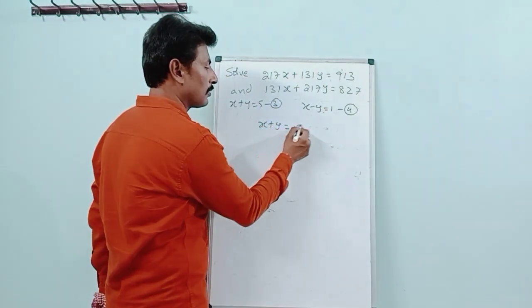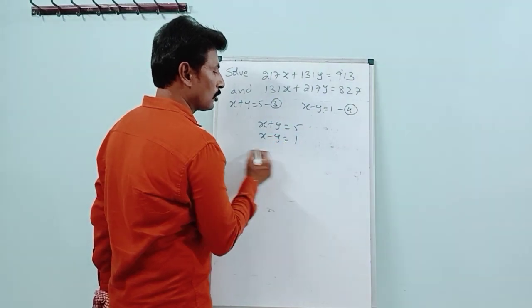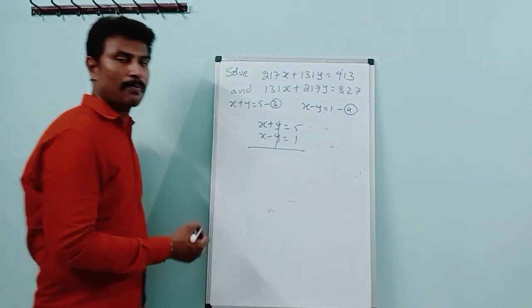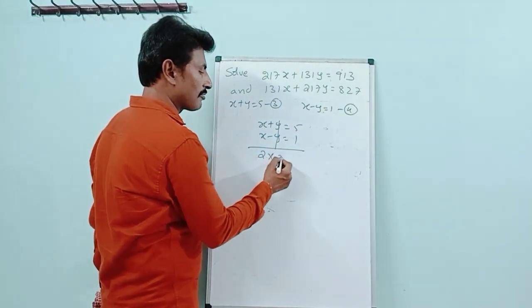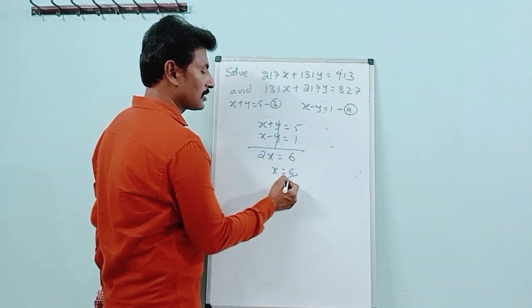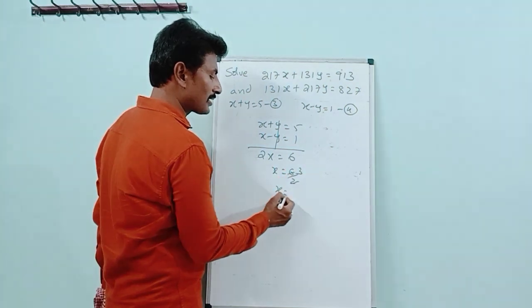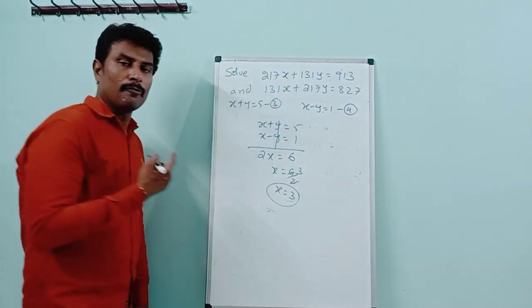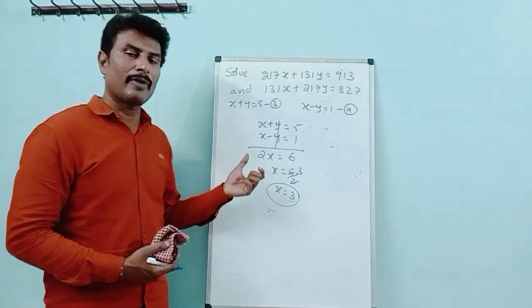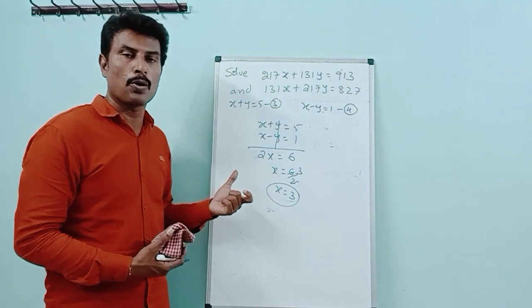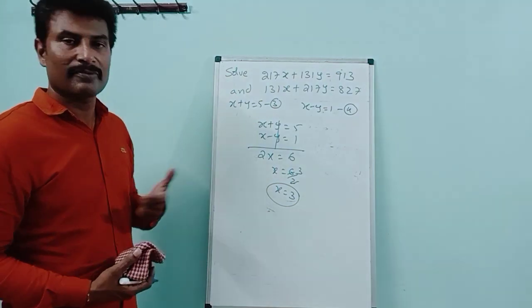x plus y is equal to 5. x minus y is equal to 1. Directly adding, plus y and minus y cancel because y minus y is 0. x plus x is 2x, 5 plus 1 is 6. So x is equal to 6 by 2, so x is equal to 3. We eliminated y because the coefficients of y are equal. No coefficient means 1. y minus y is equal to 0.